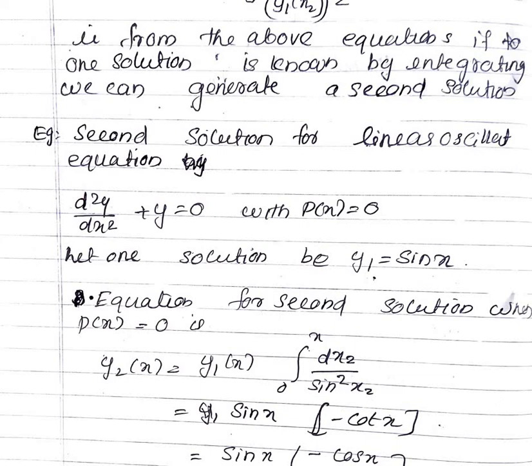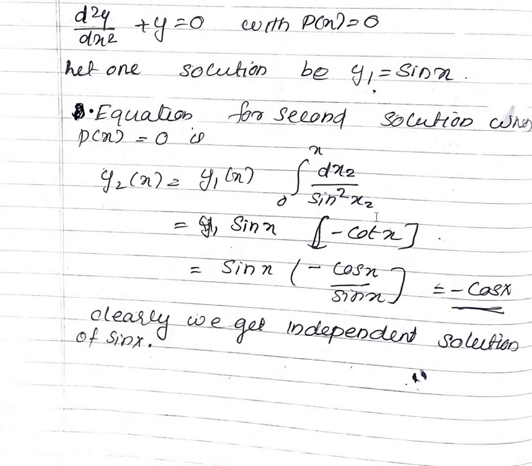So when we integrate dx2 divided by sin square x2, you will get minus cot x. Sin x into minus cot x is nothing but sin x times minus cos x by sin x. This sin x and sin x cancel, so minus cos x. So clearly we get the second independent solution. This way, using this method, we can find out the second solution for a linear differential equation. The first solution we can find out from the Frobenius method or series solution method, and we can find out the second solution using this method. Thank you.